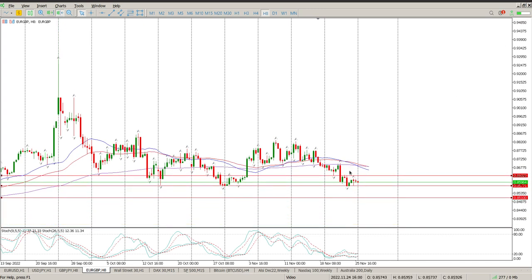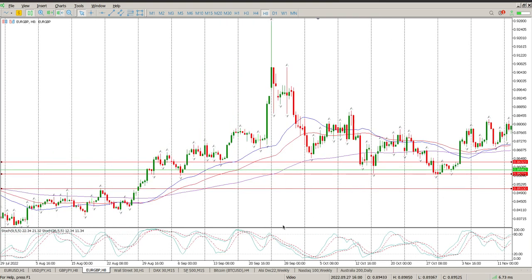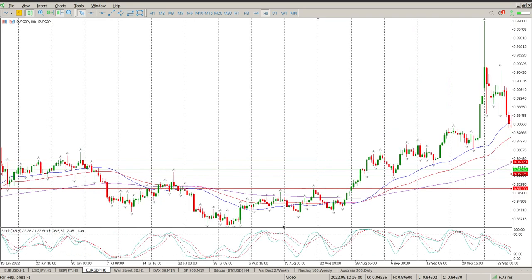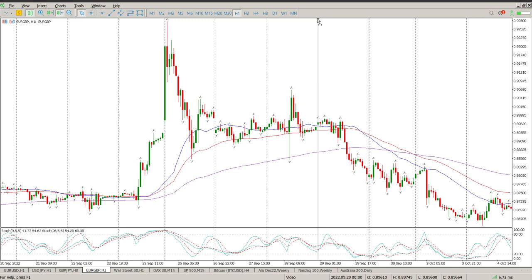pretty much sideways in this zone still. And remember what I said last week is we were looking for this 085771 to give way. If it does give way, it opens up pretty much, I won't call it floodgates, but it does open up some sizable moves to the downside. I'm not going to count our chickens before they hatch.